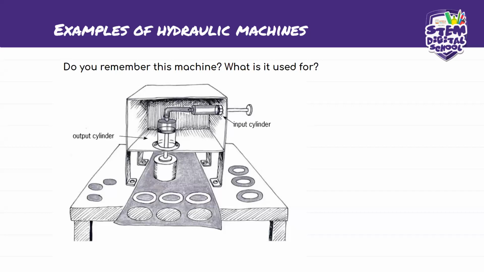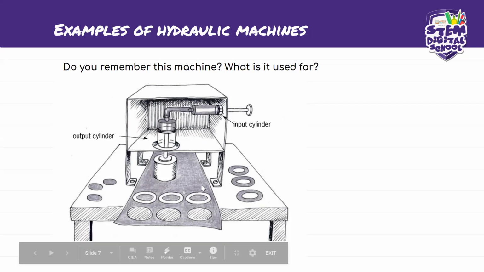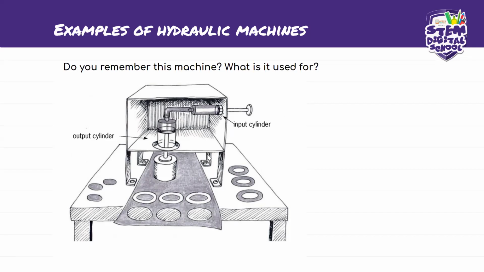Class, are you with me? Where's my Yes, class? Yes, ma'am. Nice. So, can you look at this machine? Can you remember this machine? We looked at this machine in our last lessons. Yes, ma'am. What did we call this machine? What is the name of this machine?